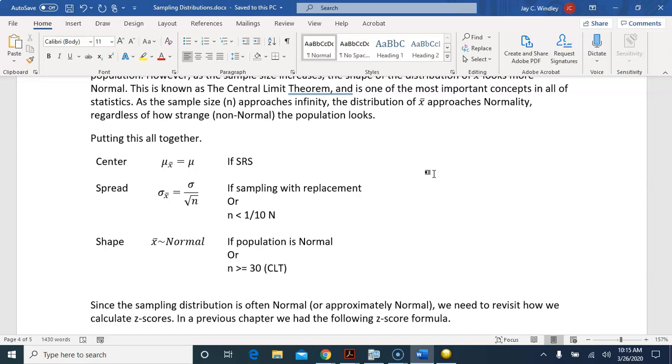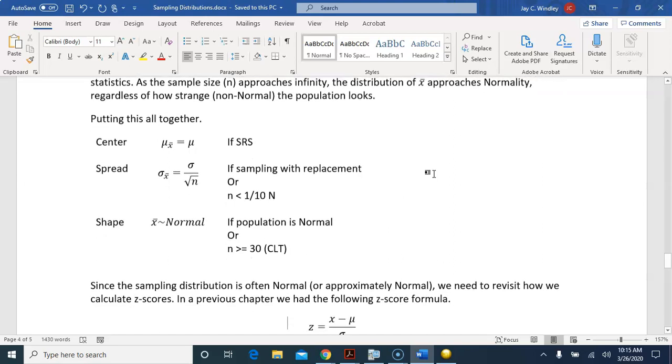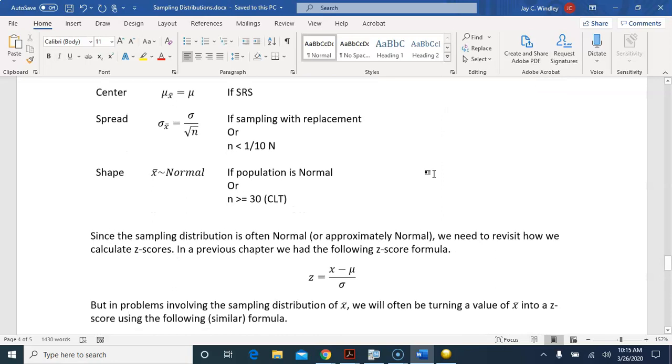And the shape of the x bars is approximately normal if your population is normal or if the sample size is greater than or equal to 30, according to the central limit theorem. Now, a couple other loose ends here. Since the sampling distribution is often normal or approximately normal, let's remember how we calculated z-scores. In the past chapter, we calculated z-scores like this.